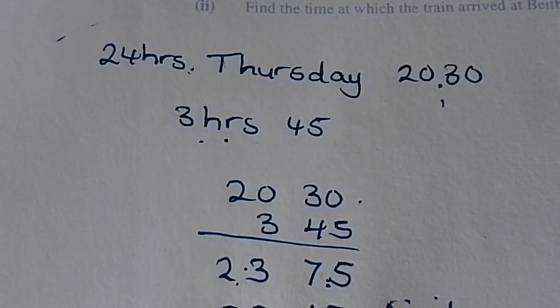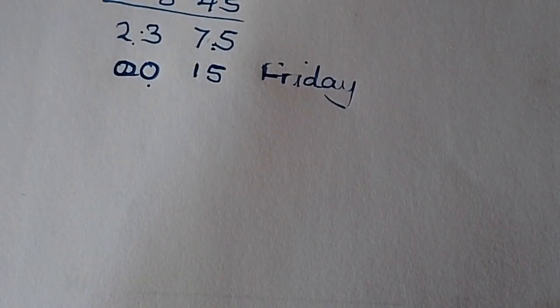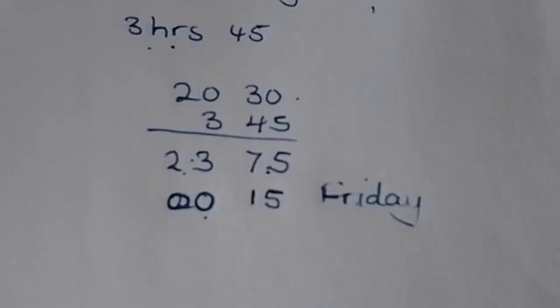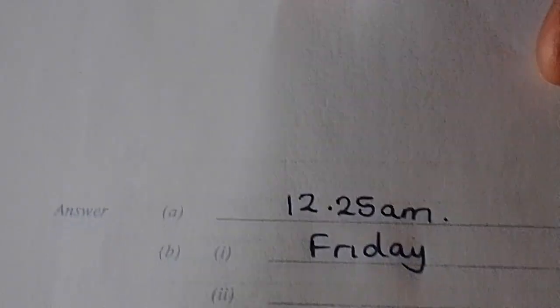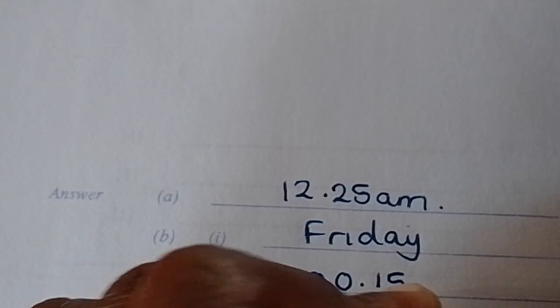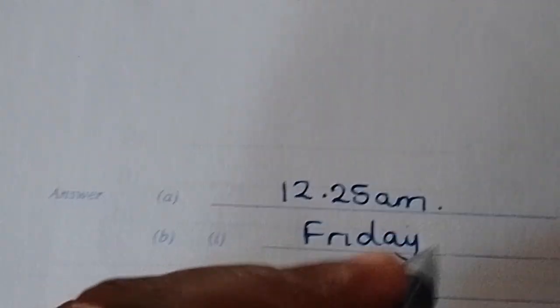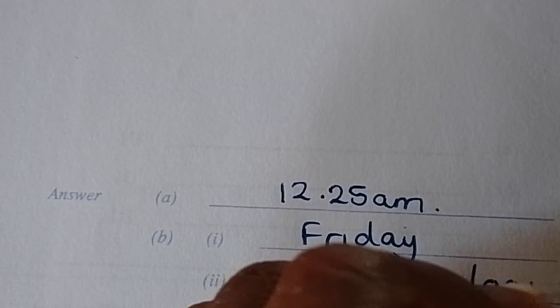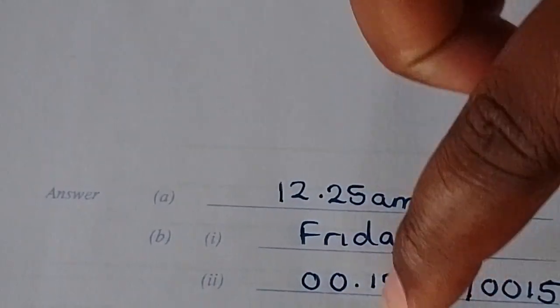State the day on which the train arrived at Beitbridge. It arrived on Friday. Find the time at which the train arrived at Beitbridge. It's 00:15 a.m., or 00:15 in 24-hour notation. This is 12-hour notation, 24-hour notation.